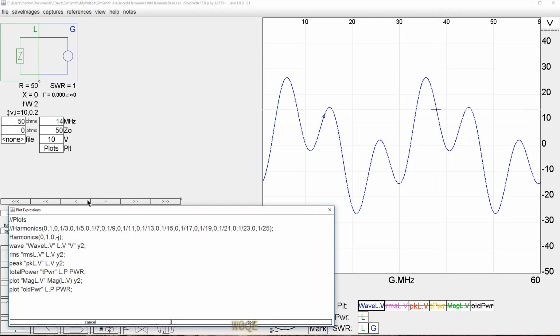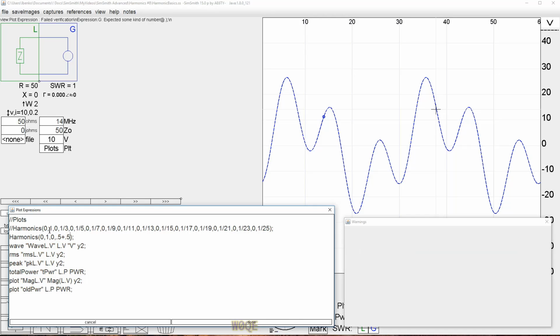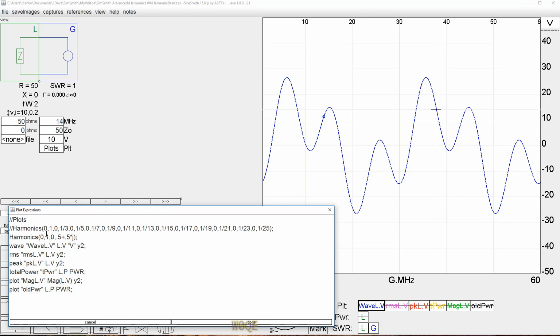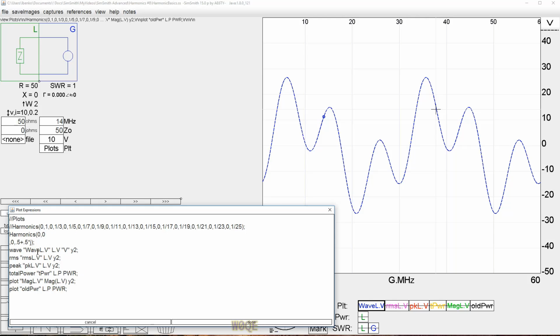We can also do some things along the lines of putting a number in here. Let's put a number in here that's maybe like, how about 0.5 plus 0.5 times J. That will be a waveform which has magnitude 0.707, and it'll be at a 45 degree phase angle. Let's look at that one by itself real quickly, just to be sure we got that right. Whoops.